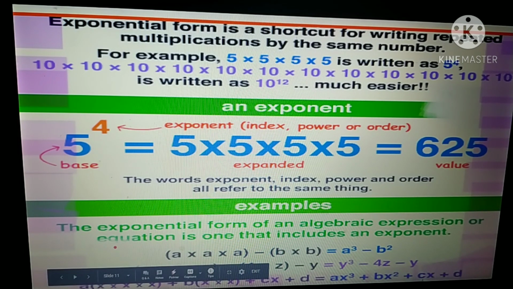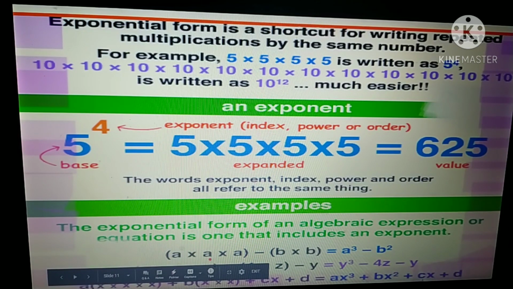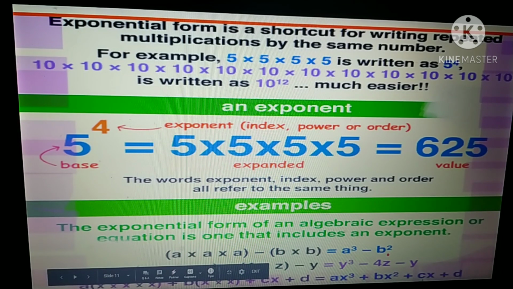Okay, now see some more examples here. A into A into A, minus B into B. Here, coming to this, A is repeated 3 times. 3 times we have multiplied A here. So how can we write this one? A power 3. Okay, here see this one, B into B. How many times is B repeated here? 2 times. So in the power we can write 2, that is B power 2.